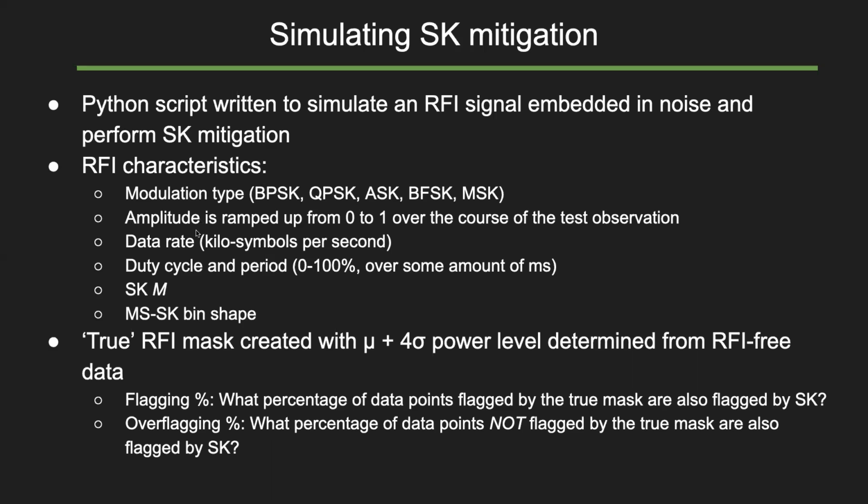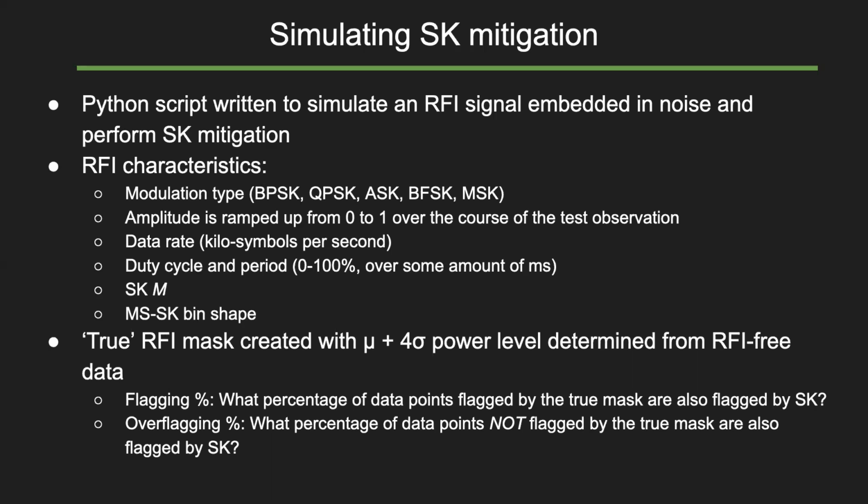I ramp up the amplitude from 0 to 1 over the course of the test observation. I can change the data rate and have any amount of symbols per second. I can change the duty cycle and the period of said duty cycle. And I can also change the M for spectral kurtosis, or how many spectra I'm looking at once, as well as the multiscale bin shape.